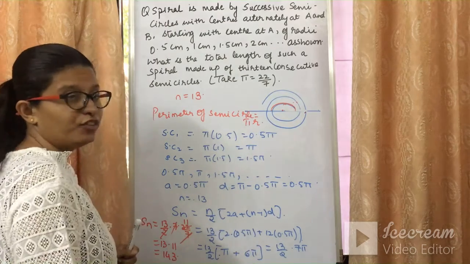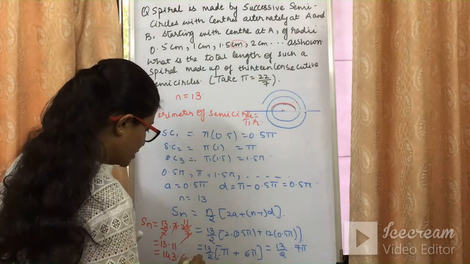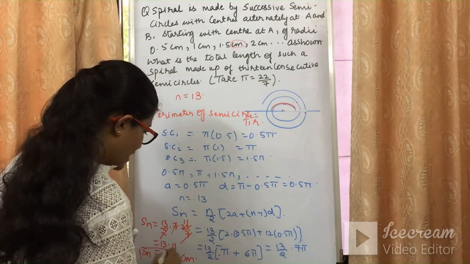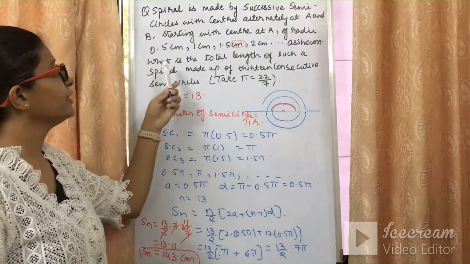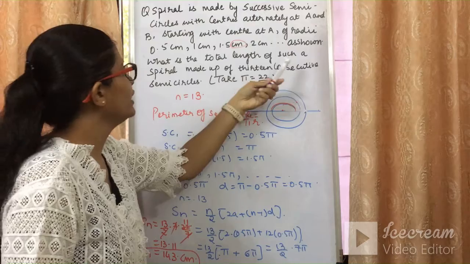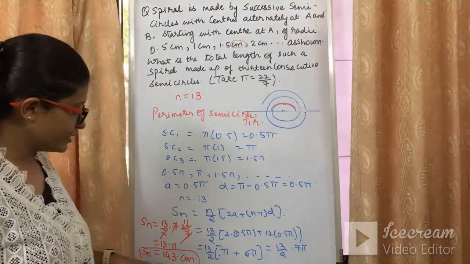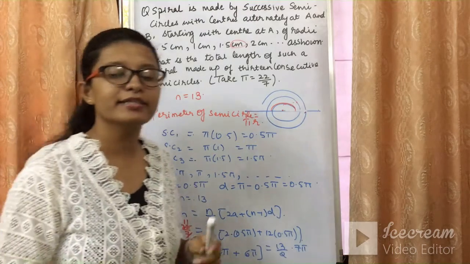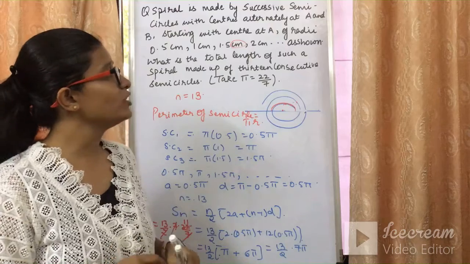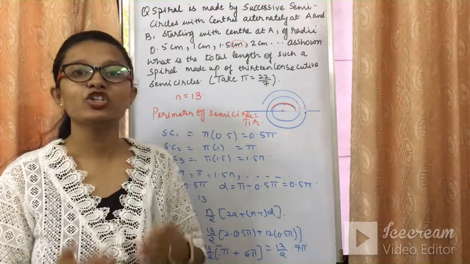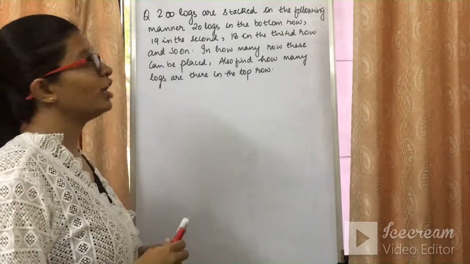And what is 143? Centimeters, because the unit is given in centimeters. So this is the total length of the 13 consecutive semicircles. That's what was asked in the question: what is the total length of such a spiral made up of 13 consecutive semicircles? So 143 centimeters is the total length. This is the way we can solve the application part of the Sn terms of an AP. So let's have a look at this question.